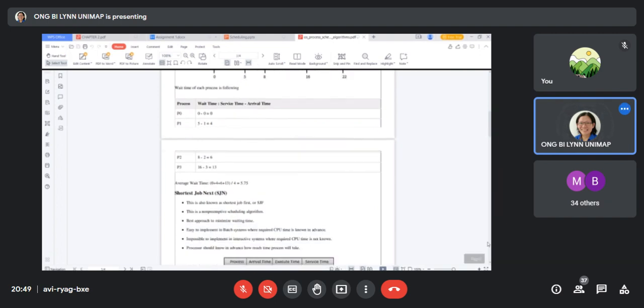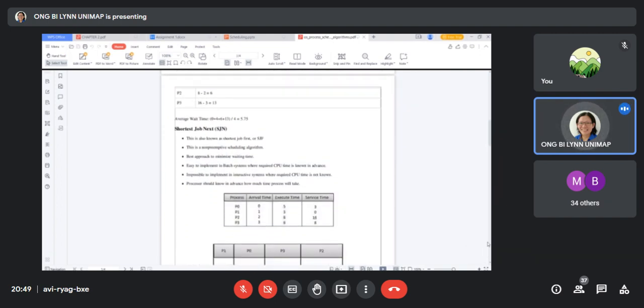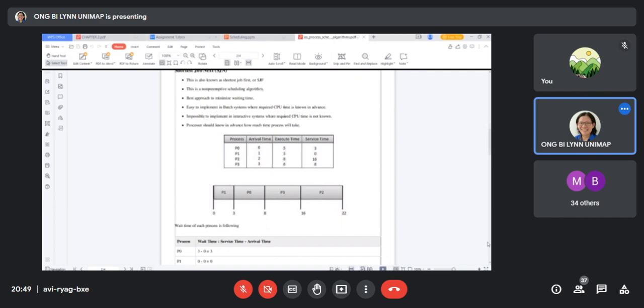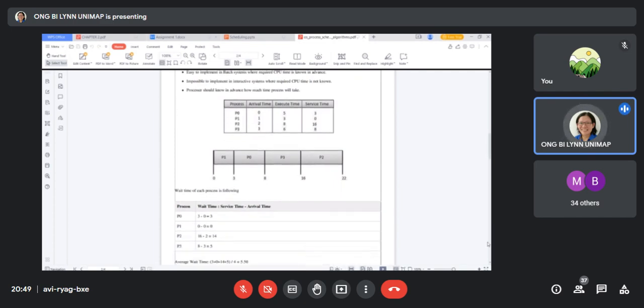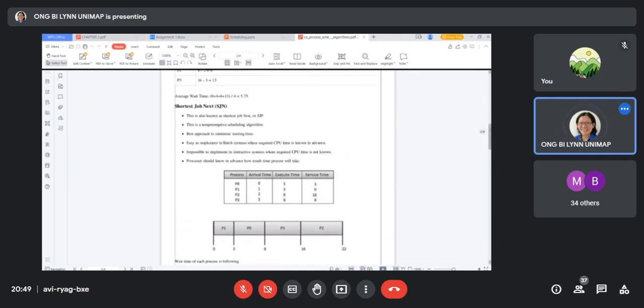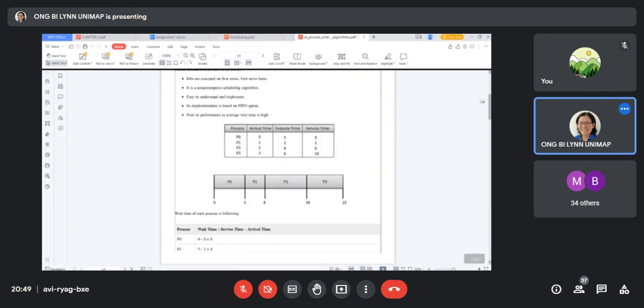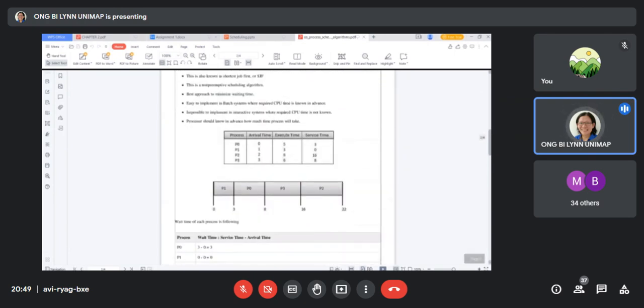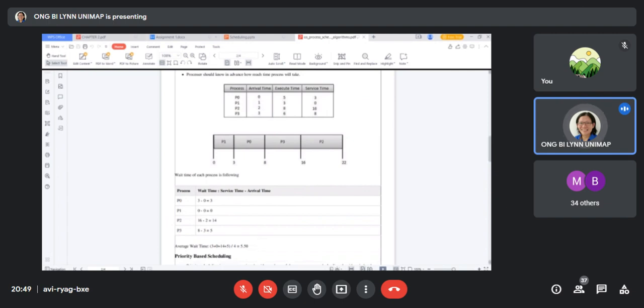Okay, shortest job first. You know the explanation, so I'm not going into the explanations. In this case, you have arrival times of 0, 1, 2, and 3, and the service times are 5, 3, 8, 6. You have the same execution times.